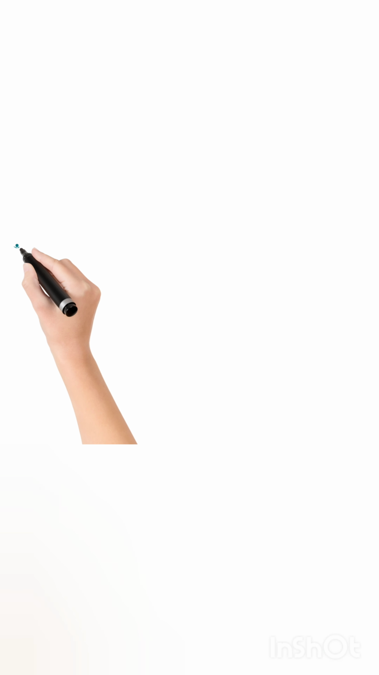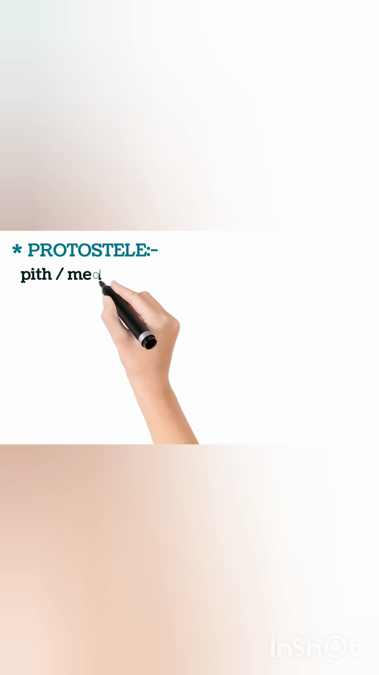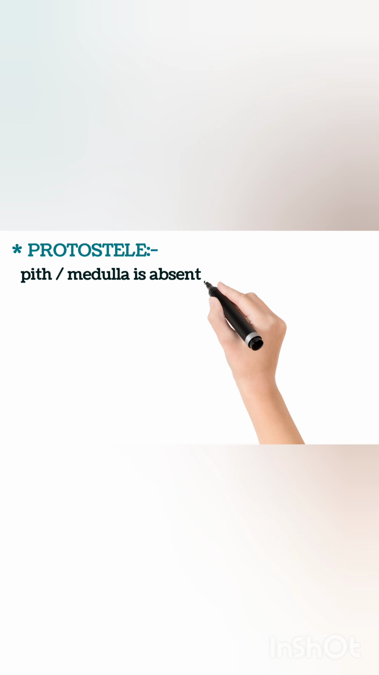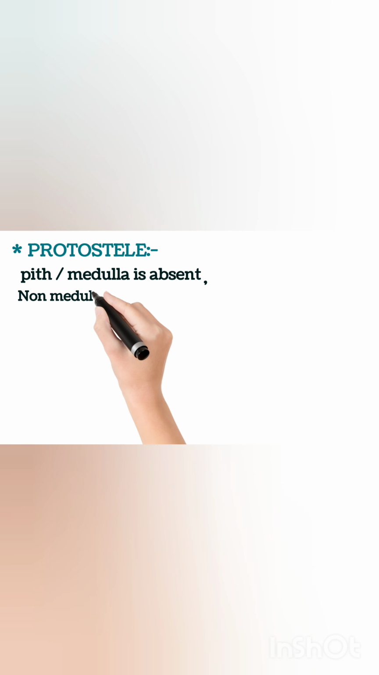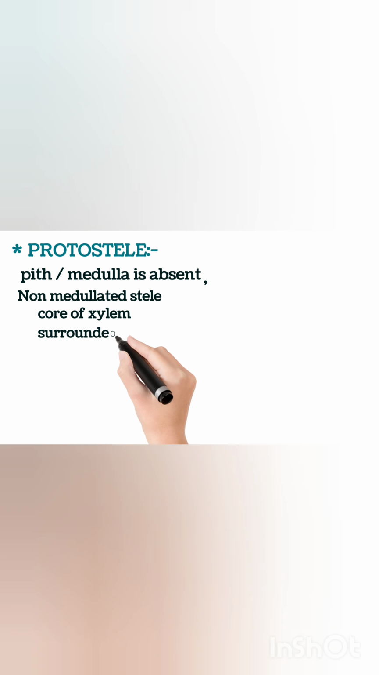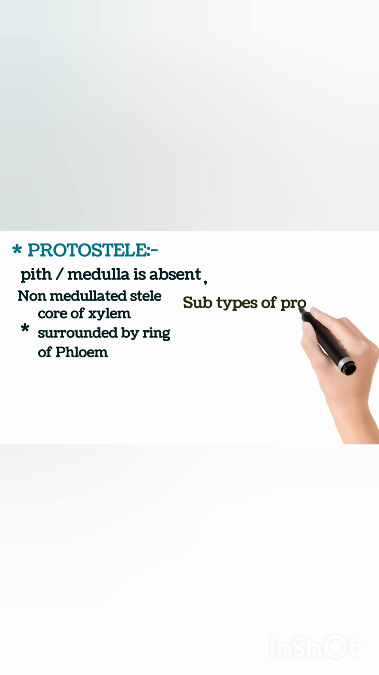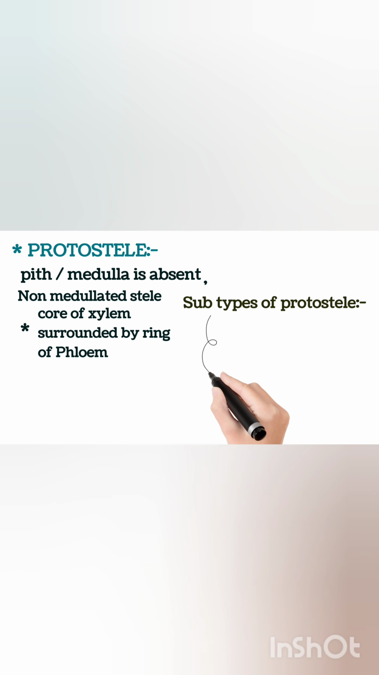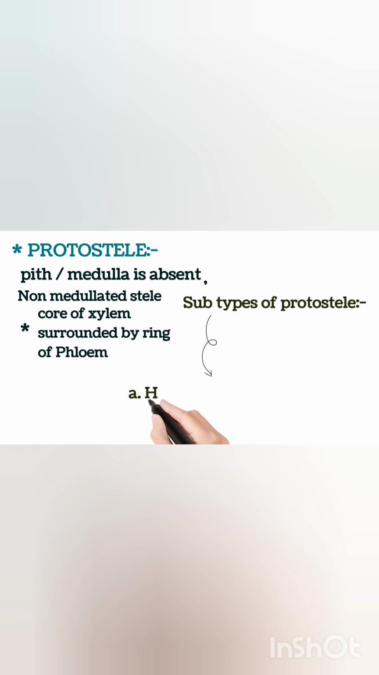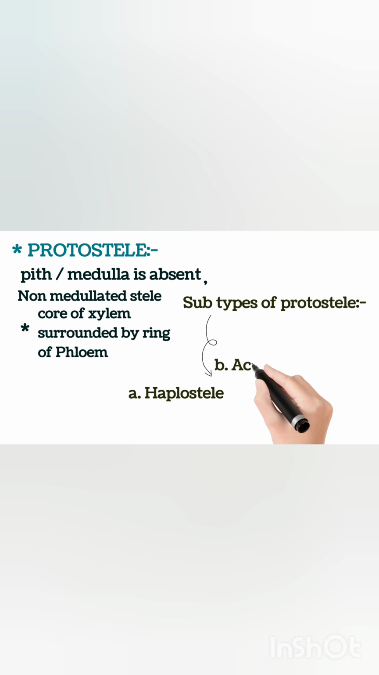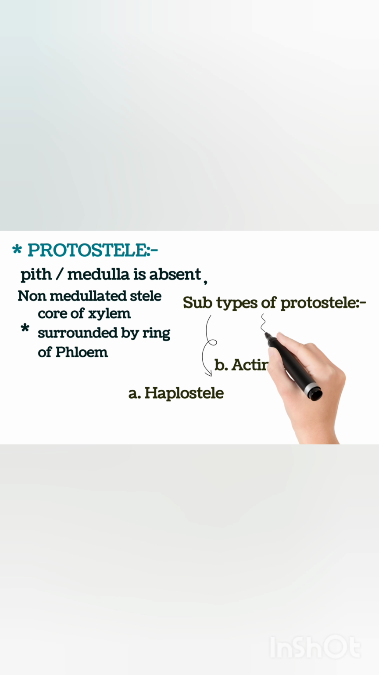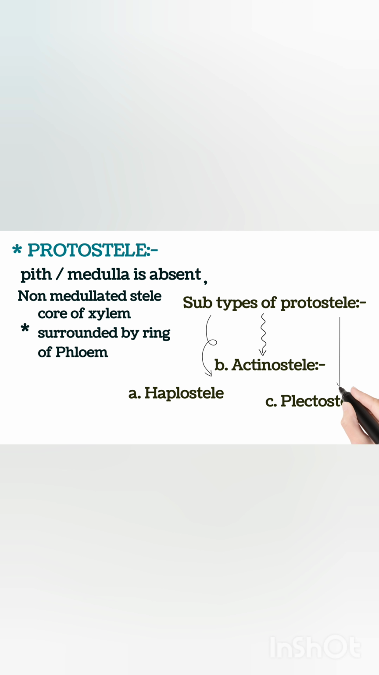First of all, let us talk about protostele. Protostele is that type of stele which lacks medulla or pith. Hence, it is also called a non-medullated stele. In this stele, it has a core of xylem surrounded by a ring of phloem. It has three subtypes. Let me write it here. Number one is called haplostele. Second one is called actinostele. And third one is known as plectostele. Now, let us discuss these subtypes one by one.